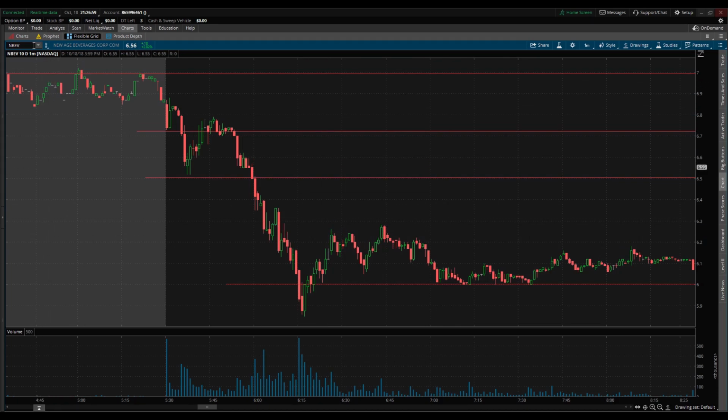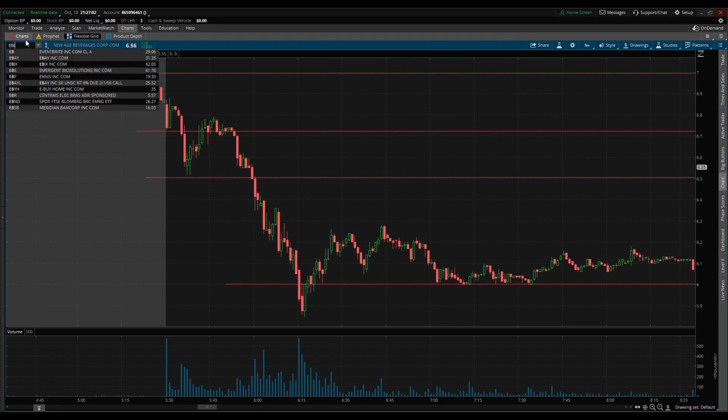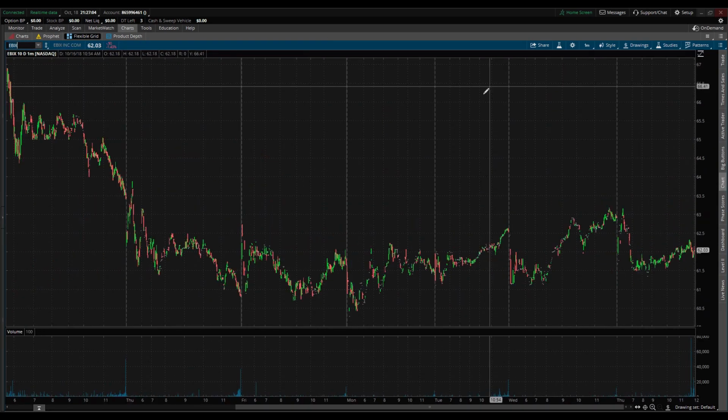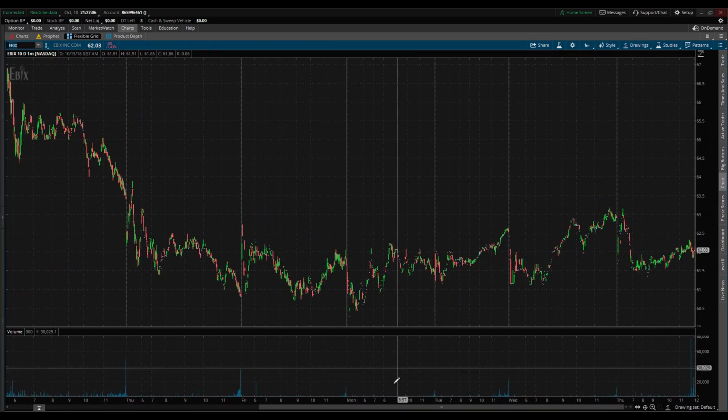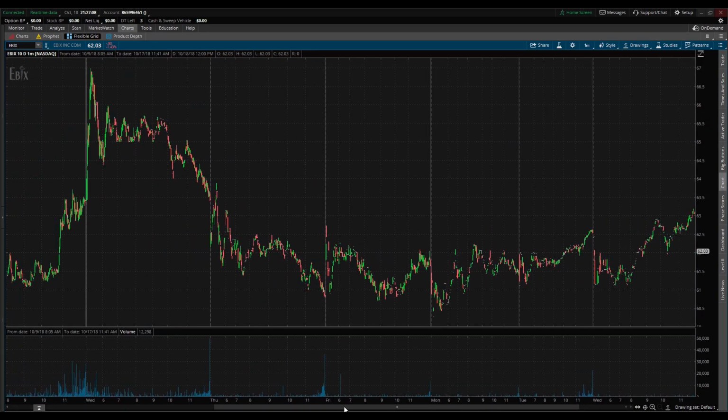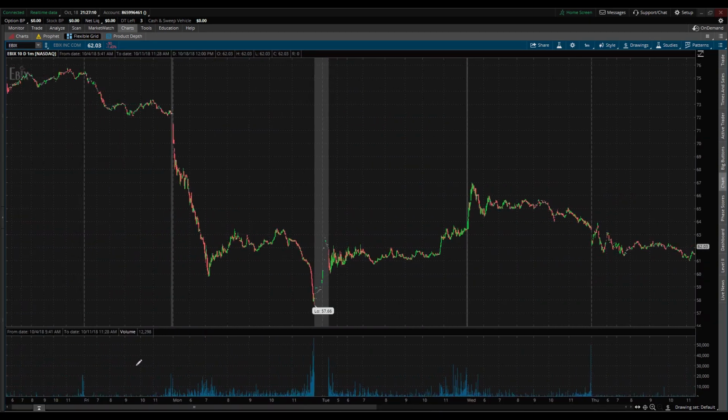So that's pretty much it. I'm going to show you EBIX really quick just to drive this point home. I know we're kind of drawing this out, but I really want you guys to see a couple charts to really get an idea of what this looks like on different levels.